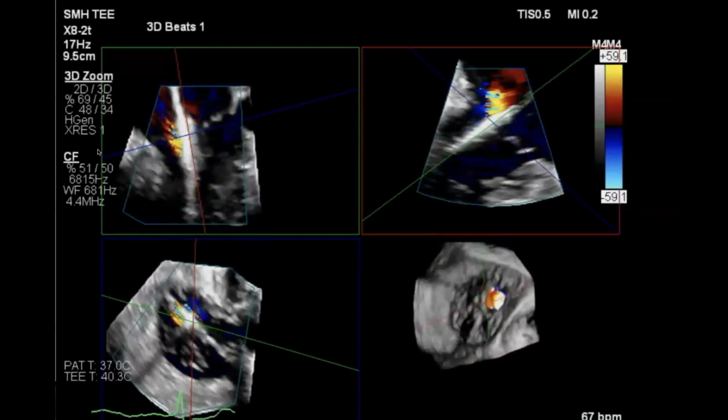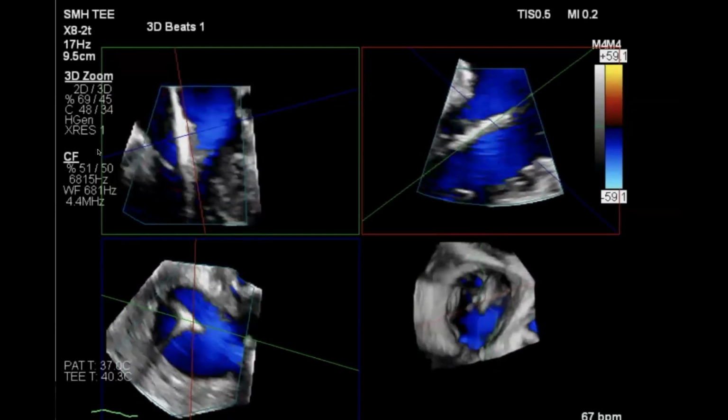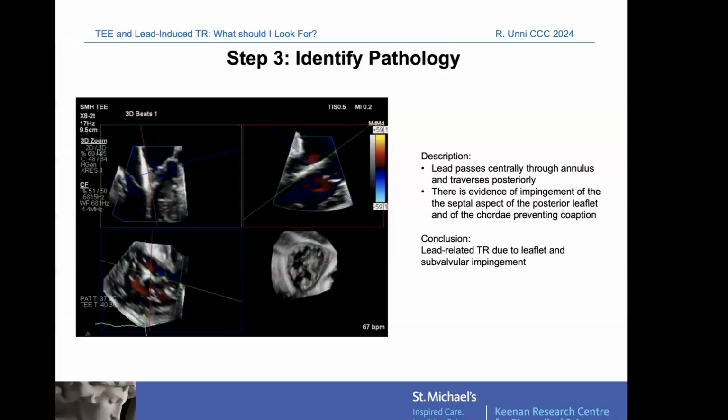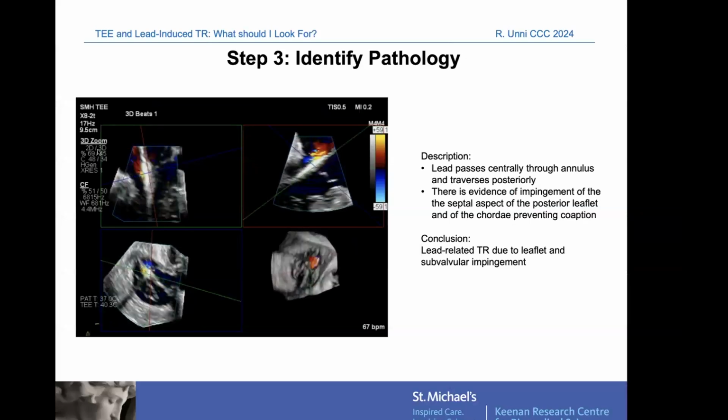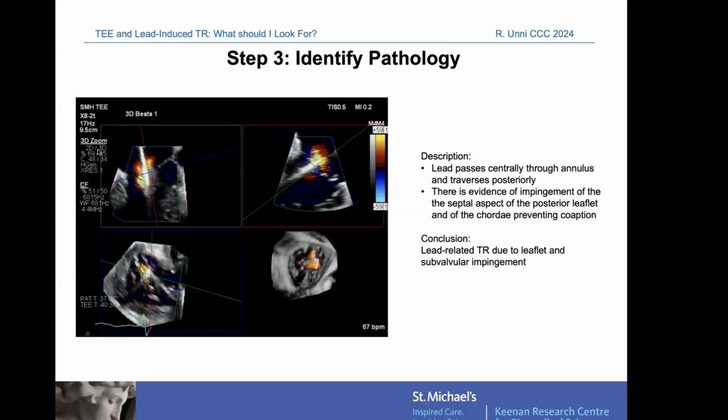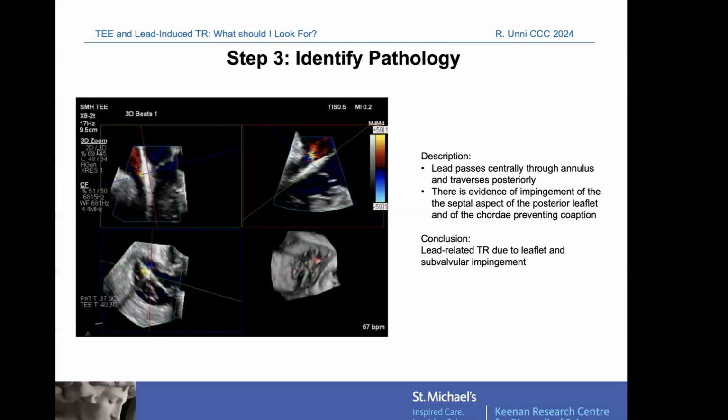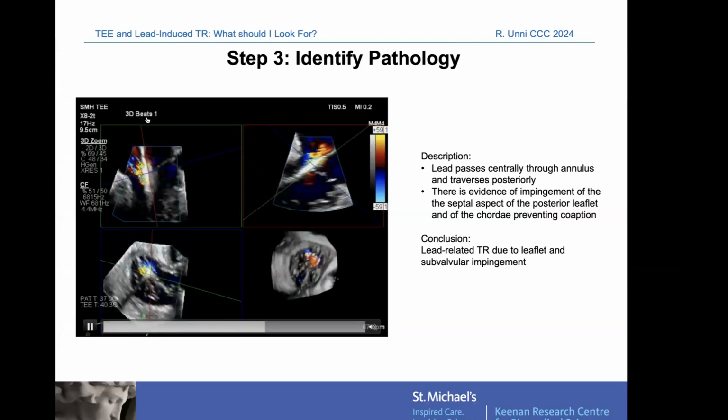And so it actually took a couple of tools, as you can see here, to nail down the diagnosis of impingement. So this is how we would describe this in our report. The lead is passing centrally through the annulus, traversing posteriorly, and there's evidence of impingement on the septal aspect of the posterior leaflet preventing coaptation. And that's our conclusion. Okay, next case.